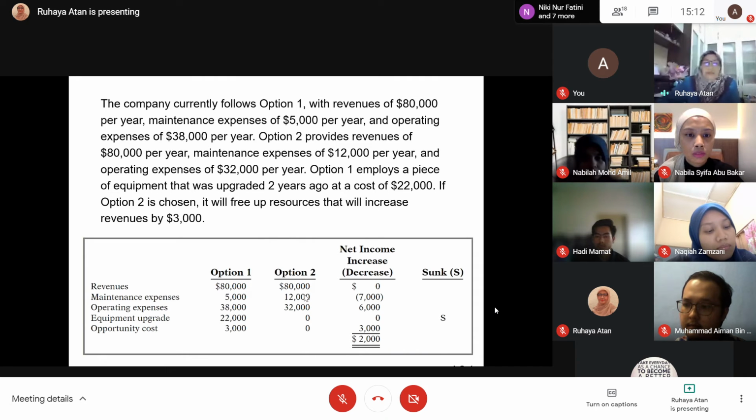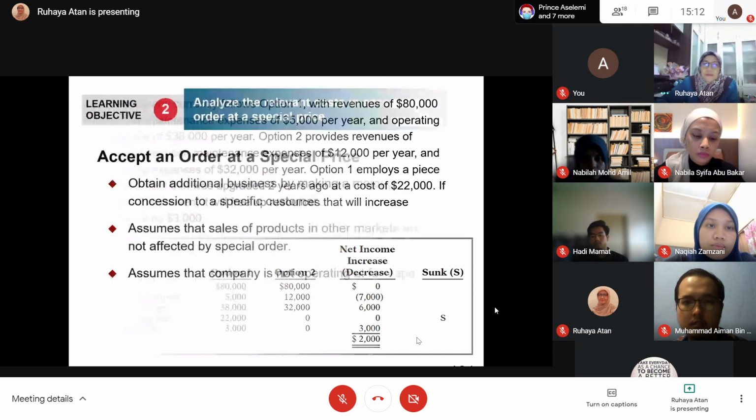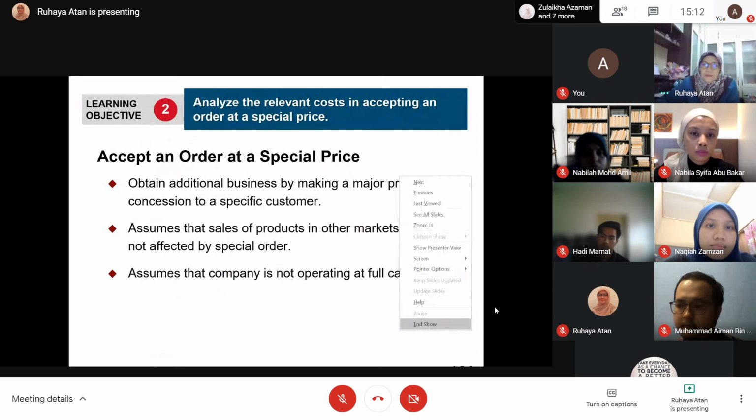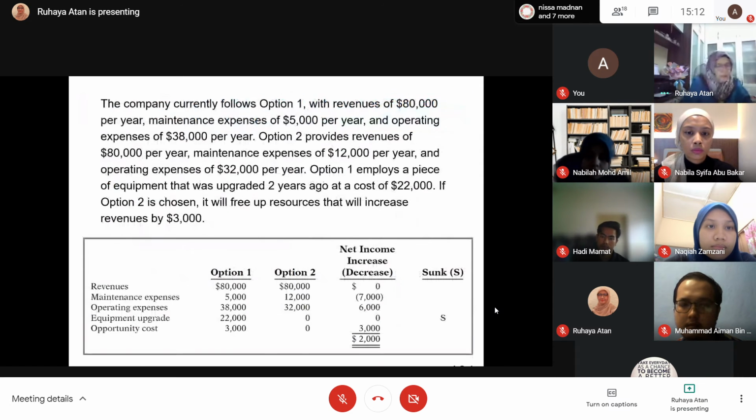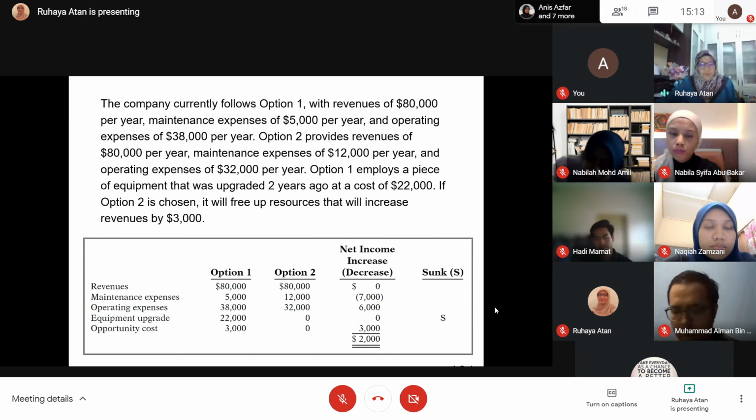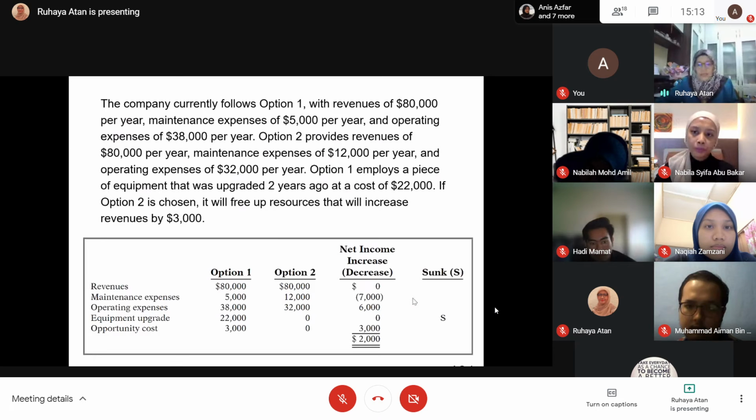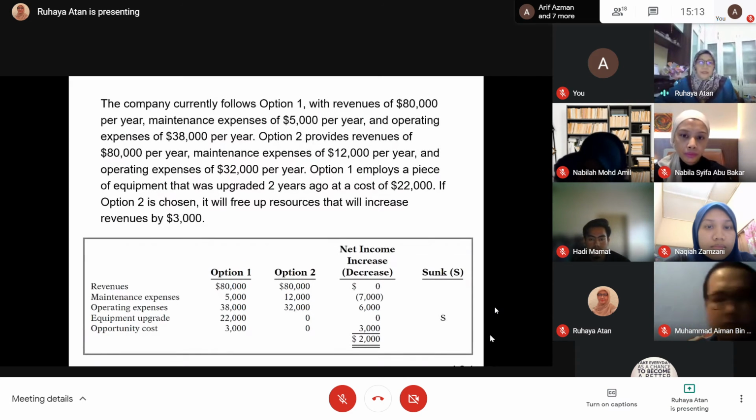All right, if you do option 2. If you don't understand, you can always read your textbook again, your class notes. There are many examples actually in your textbook, and if you follow the examples closely, it's not that difficult to understand the incremental analysis.